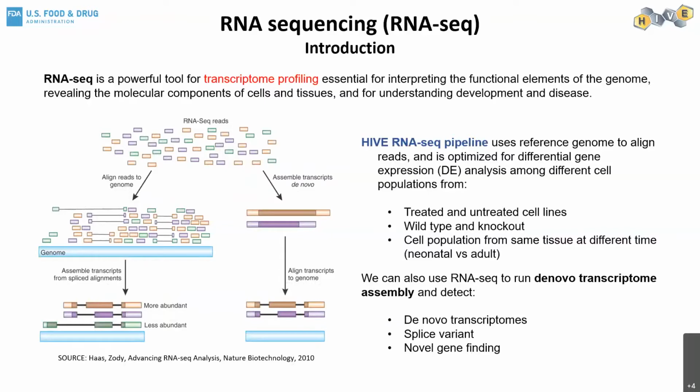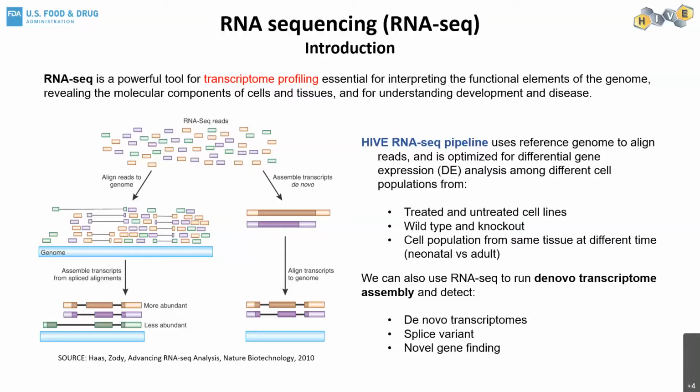We know that RNA-Seq is a powerful tool for transcriptome profiling, and it allows us to better understand the functional elements of the genome. It helps reveal the molecular components of cells and tissues, and it helps to understand development and disease. It is important to mention that the HIVE RNA-Seq pipeline uses a reference genome to align the reads and is optimized for differential gene expression analysis. You can use it to do the analysis among different cell populations. It can help us to find differences in treated versus untreated cell lines, wild type versus knockout, and cell populations from the same tissue at different times, like for example, neonatal versus adult.